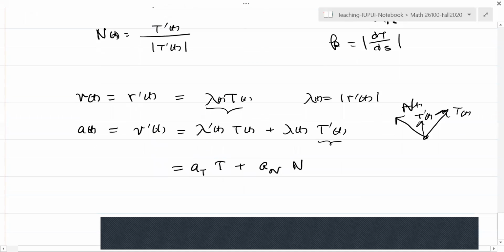This is called the tangential and the normal components of the acceleration. So our goal is to find these two functions. If we want to put a t here, then it's a function of t. So the question is, how do we find it?